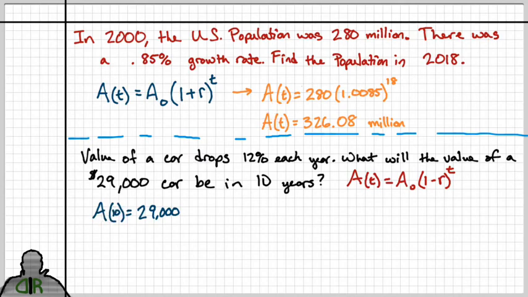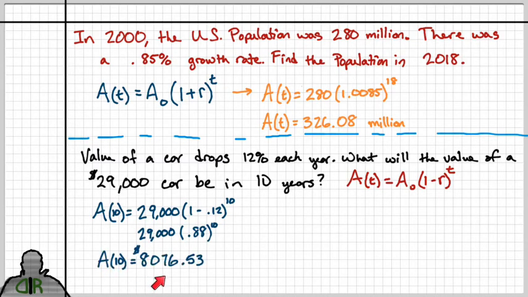So a of 10 is going to equal 29,000 as our starting value. And then our decay rate is 1 minus our rate. Well, what is 12% as a decimal? 0.12. So what is 1 minus 0.12? There we go, right there, okay? 29,000 times 0.88 to the 10th power, okay? Solve this, put this into your calculator, multiply it by 29,000, and you get about $8,076.53, okay?